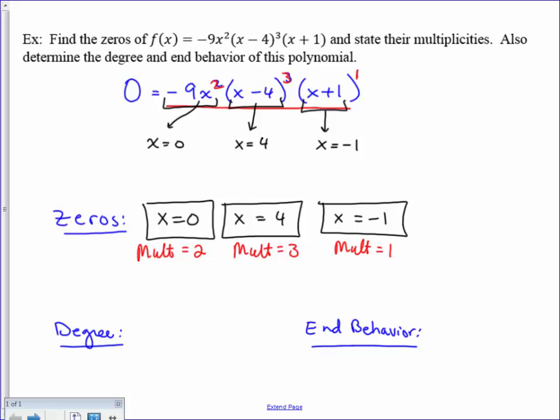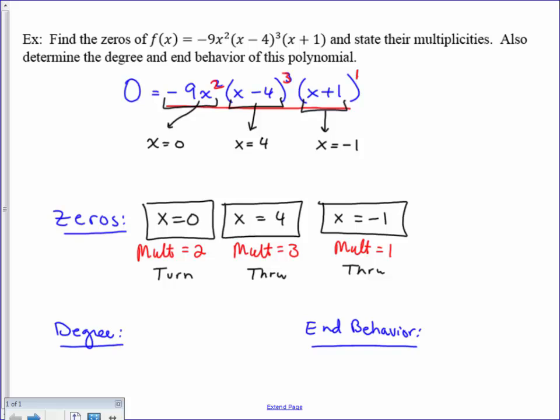The significance of the multiplicities is that if we were to graph, the multiplicity tells us what the graph does at that particular zero. The first multiplicity being even means that the graph would actually turn at x equals 0. The next one, the multiplicity being odd, would mean that the graph goes through at 4. And then finally, on the last one, the multiplicity being odd also means that the graph would go through at negative 1. This will make sense to us more later on, but I need to go ahead and tell you now so that you can be thinking about it.